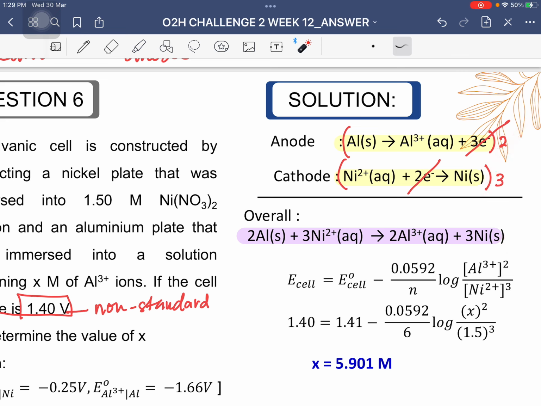Okay, and then kita just substitute the value of concentration, aluminium 3+ tu, tak tahu dia bagi X, just substitute, and then finally the concentration of X, so ini adalah X square root, answer kita akan dapat value X, which refers to the concentration of Al3+, which is 5.901 molar.